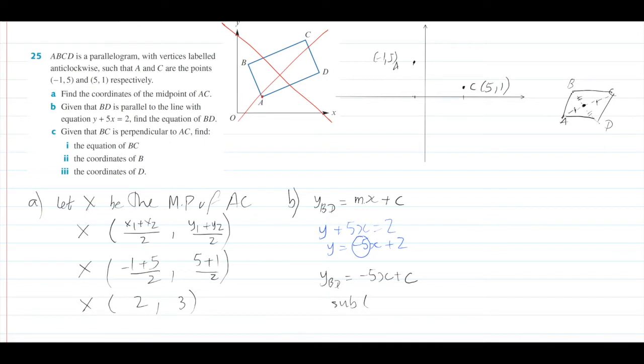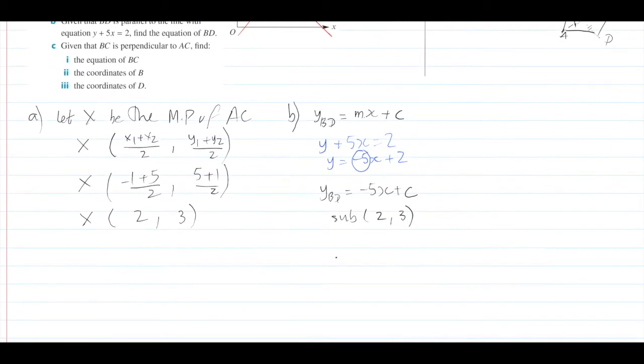And because we're trying to find the equation of BD, we actually do know one point right here, which is x, right? The midpoint of AC. So what you can do is you sub in x, and we know what x is. That is 2, 3, and you can just proceed along. So this is the pre-VCE knowledge that you should probably take in from your year 10, just some geometry.